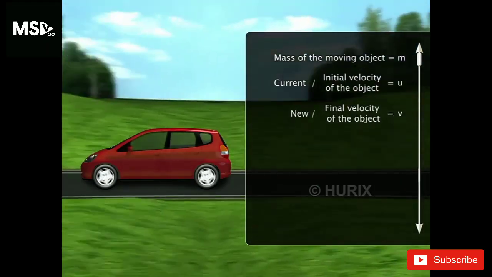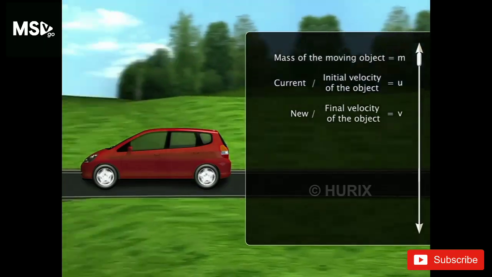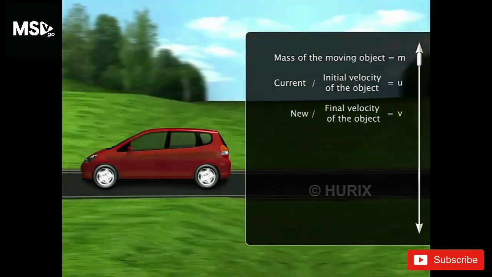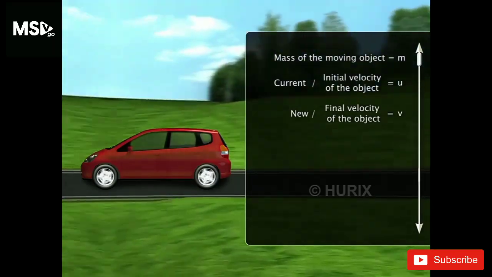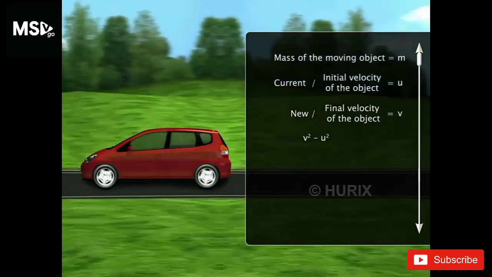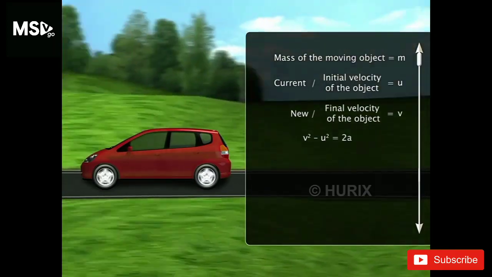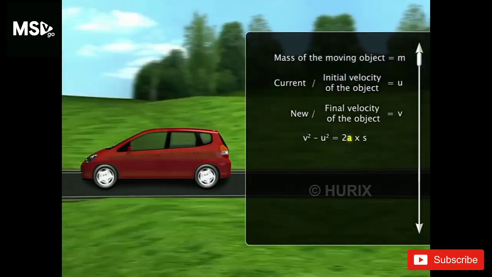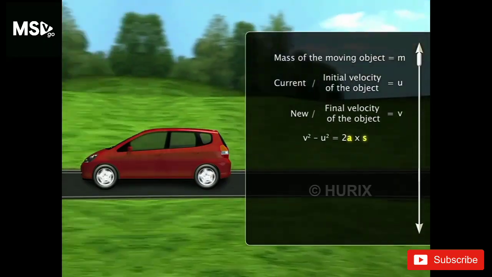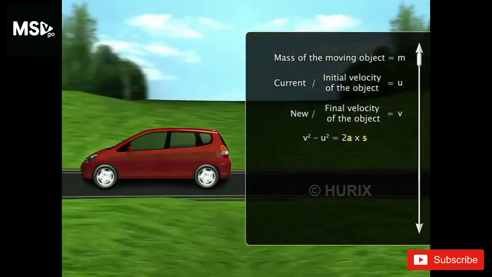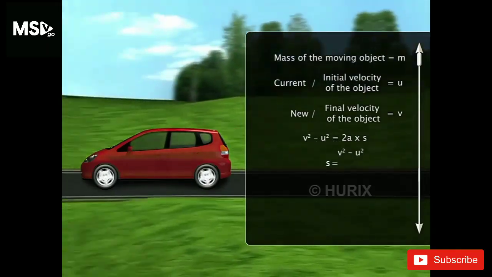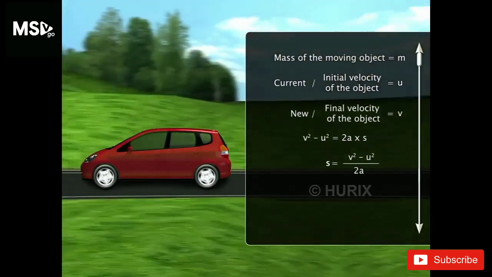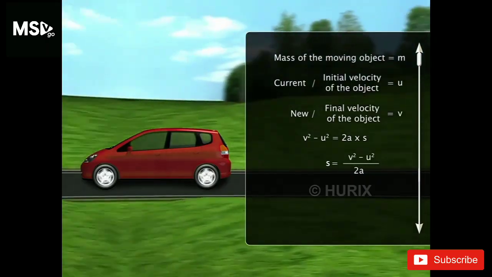We know that the relationship between the initial and final velocities in relation with the acceleration and displacement is v square minus u square equals 2a into s, where a is the acceleration of the car and s is the displacement. We can now rearrange this equation to get an expression for displacement s. Let us remember this as equation 1.